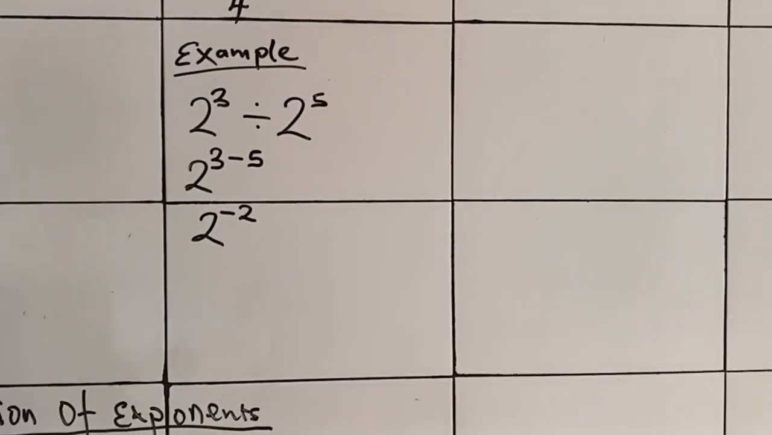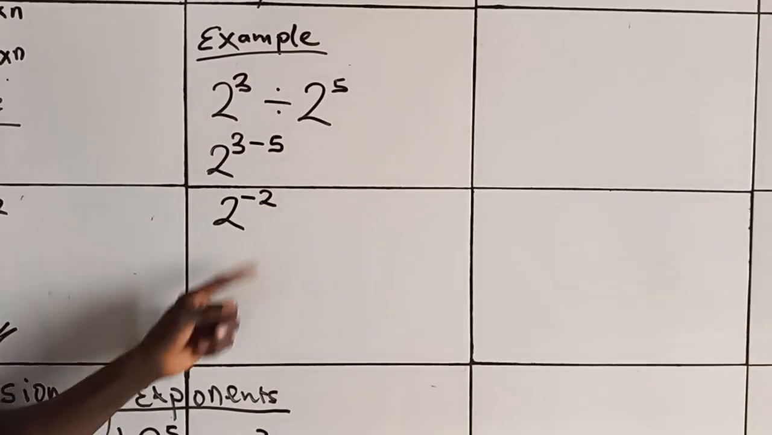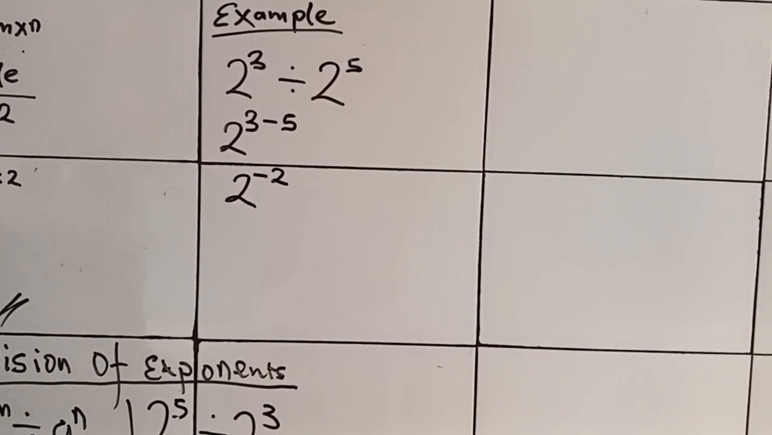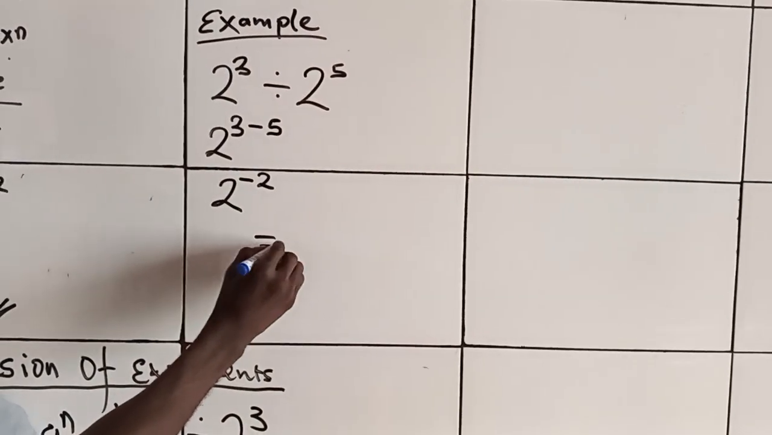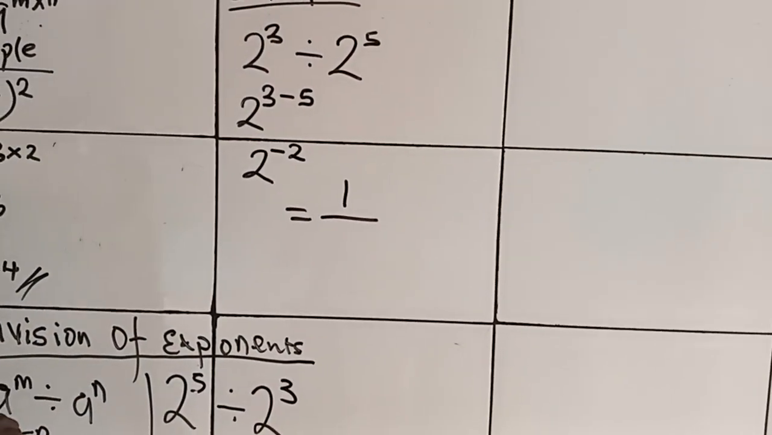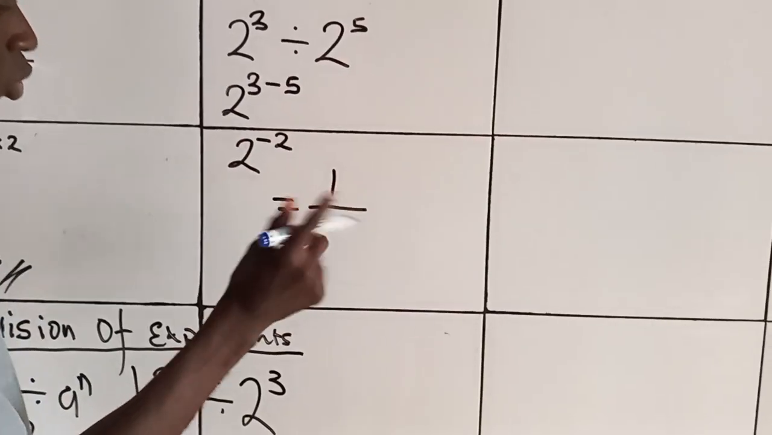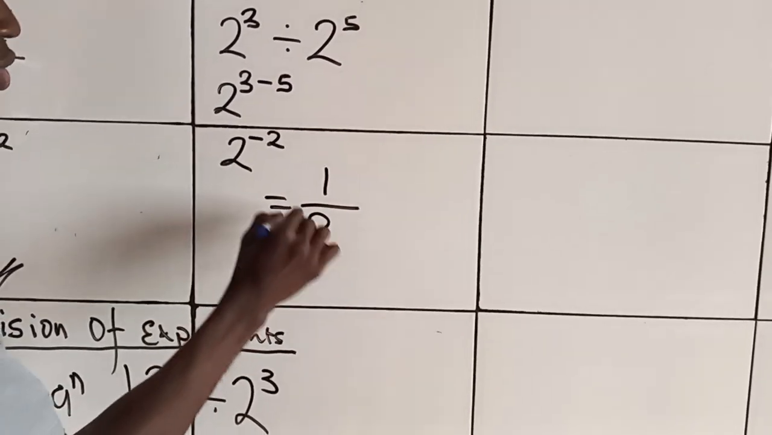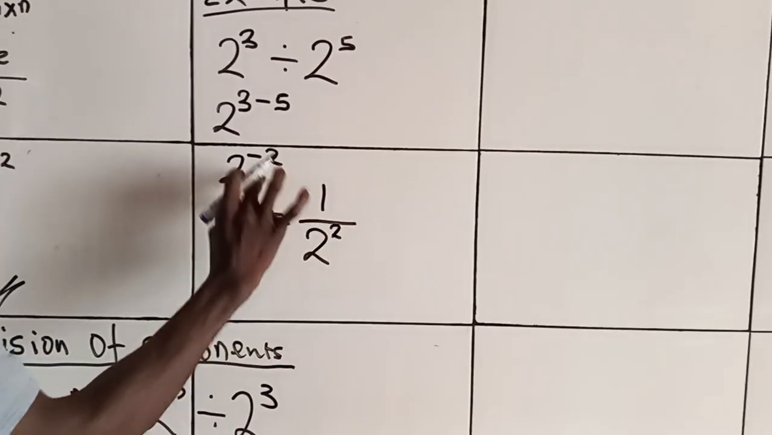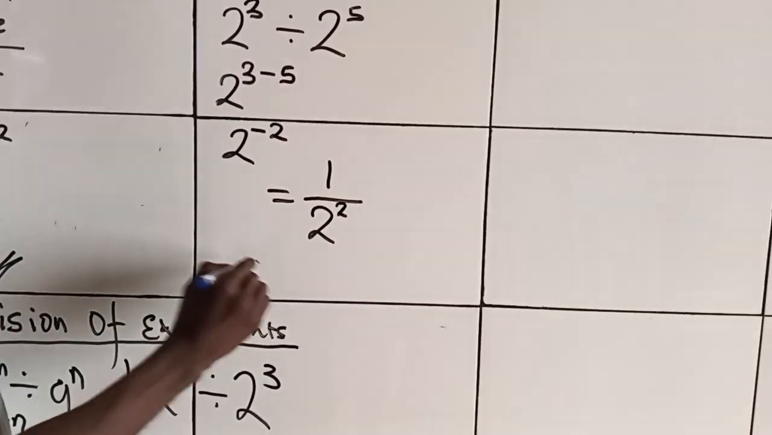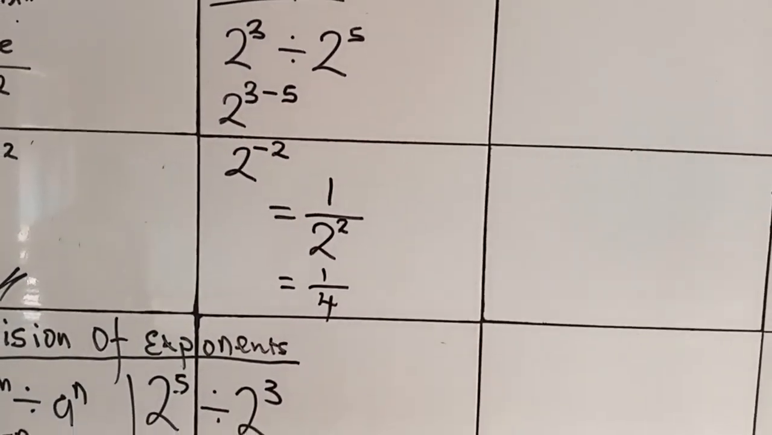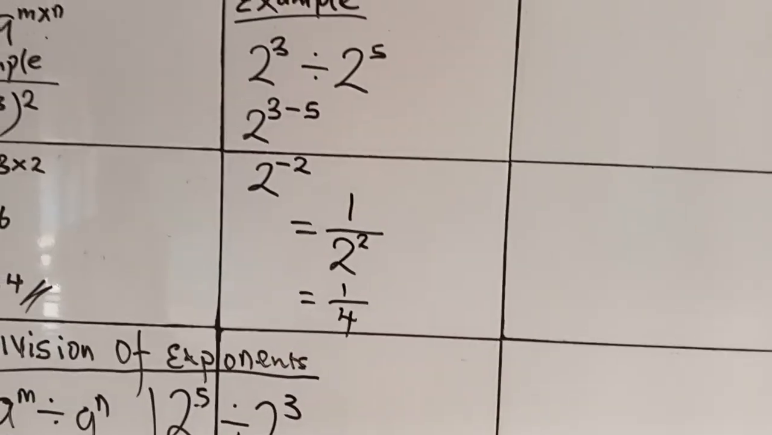Now that we are having minus 2, for us to remove this negative sign, we need to introduce a fraction. This is going to be equal to 1 all over 2 raised to the power of 2. The fraction eliminates the negative sign. So this is going to be 1 all over 4 because of the fraction.